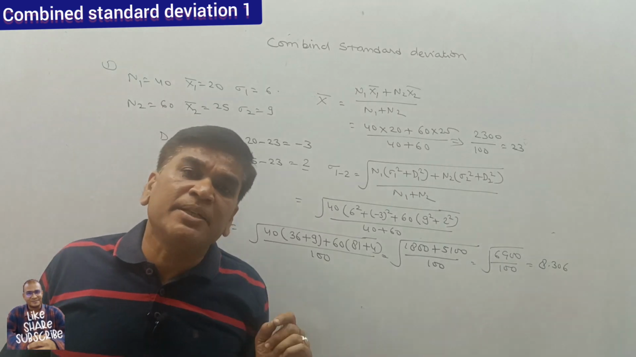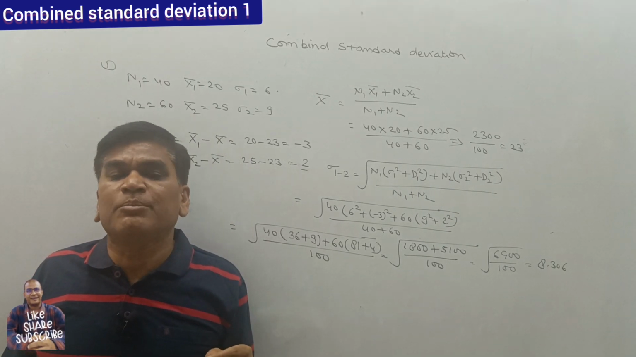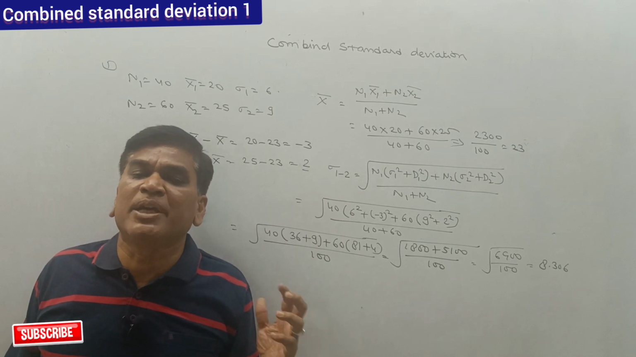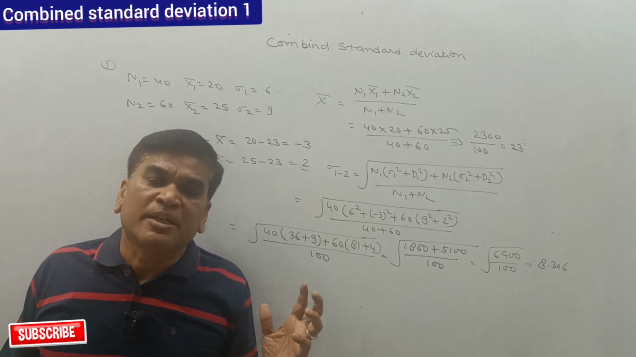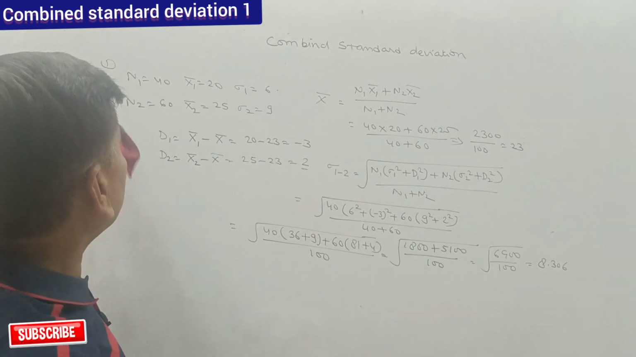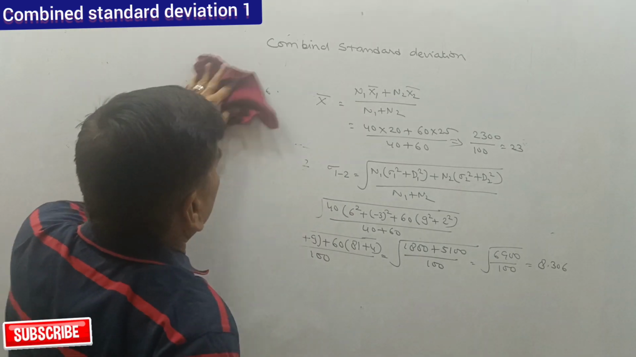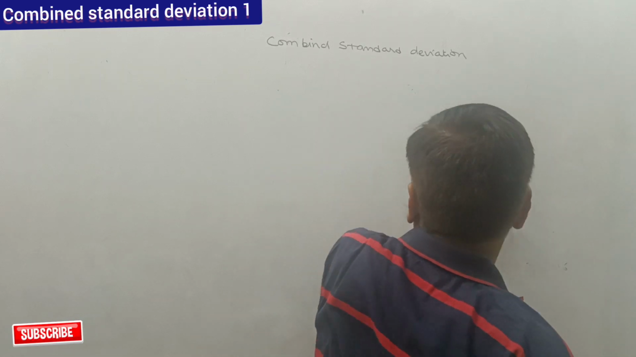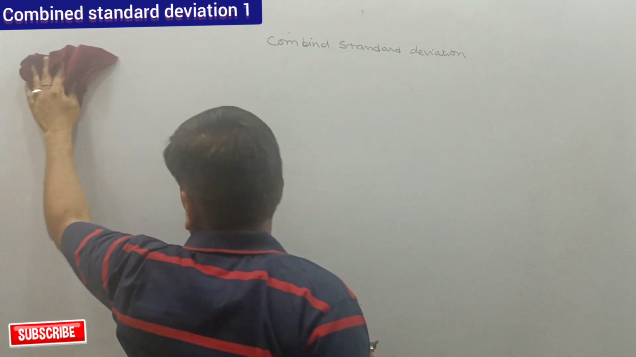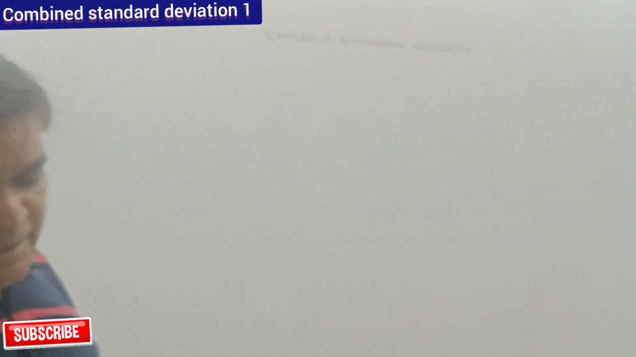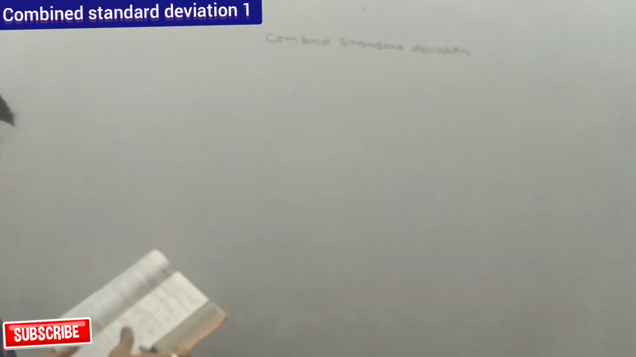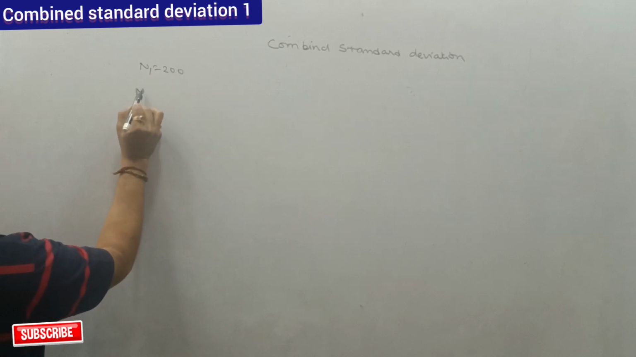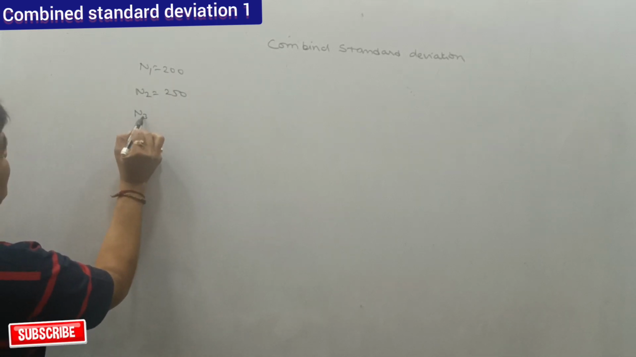So if you get any kind of problem related to the combined standard deviation, it's very easy to calculate. I am giving another example so that it makes you perfect in calculating the combined arithmetic mean and combined standard deviation. We have another question. In this question, we have 3 items: n1 is 200, n2 is 250, and the third value is 300.